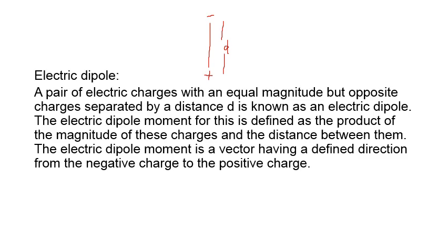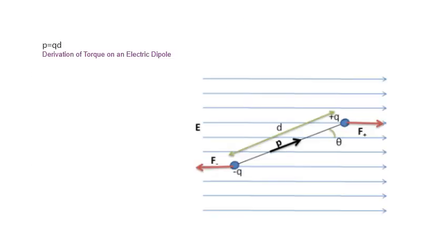The electric dipole moment is defined as the product of the magnitude of the charges and the distance between them. The electric dipole is a vector having a defined direction from the negative charge to the positive charge. Yes, we have already discussed this in the previous class. So the moment can be written as p is equal to q d.